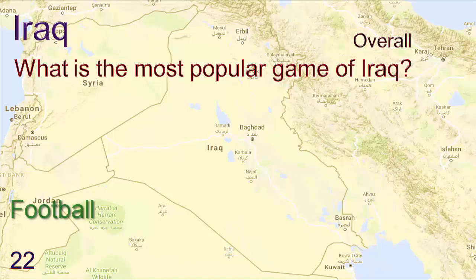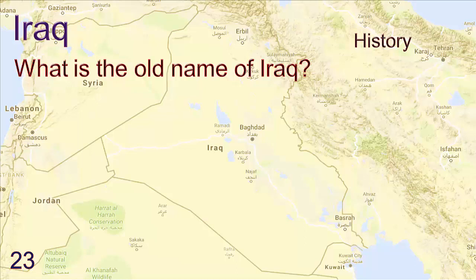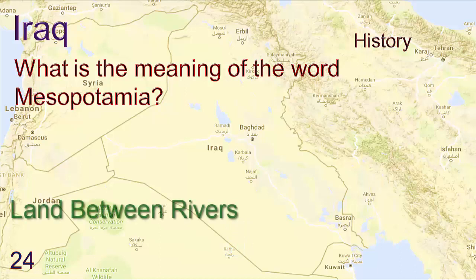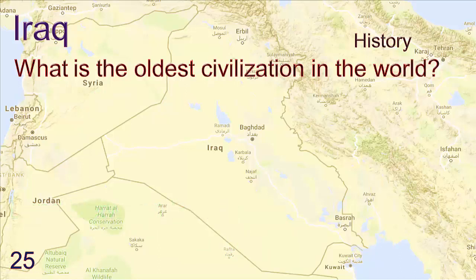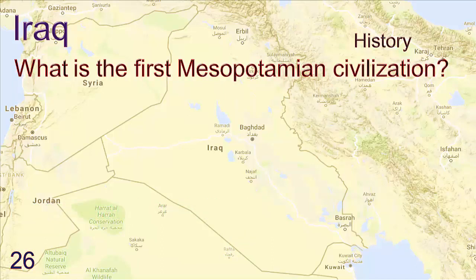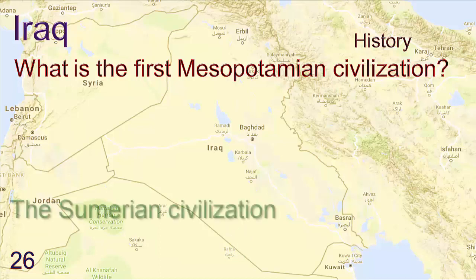What is the most popular game of Iraq? Answer is football. What is the old name of Iraq? Mesopotamia. What is the meaning of the word Mesopotamia? Land between rivers. What is the oldest civilization in the world? Mesopotamian civilization. What is the first Mesopotamian civilization? Answer is the Sumerian civilization.